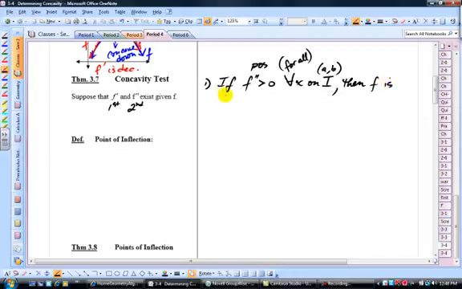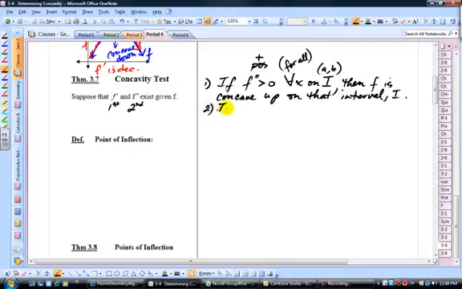Then f is concave up on that interval, whatever the interval in question is. And we'll call that interval I in general. So what we need to do is evaluate two derivatives, the first and second, and we're going to test the second derivative. We're going to do a sign analysis on the second derivative, and if it's positive, it's going to be concave up. If it turns out to be negative, then it's going to be concave down.